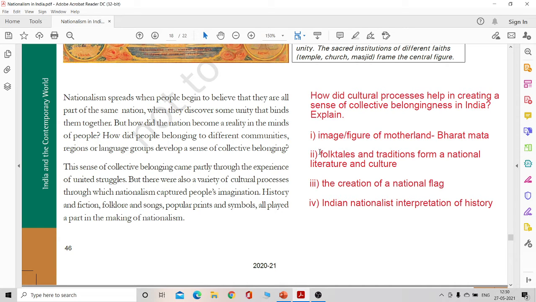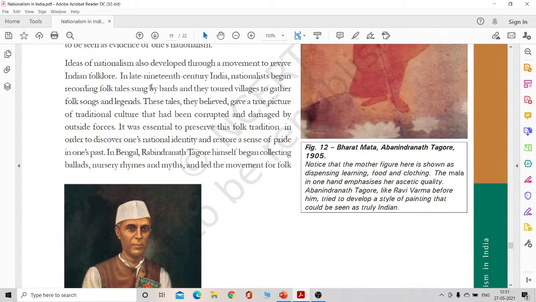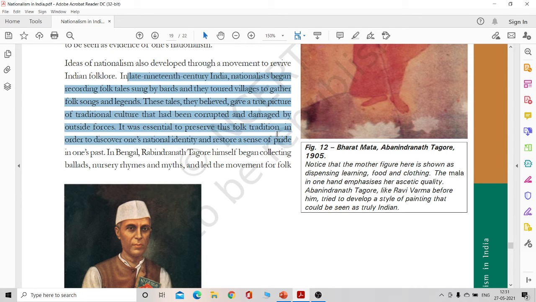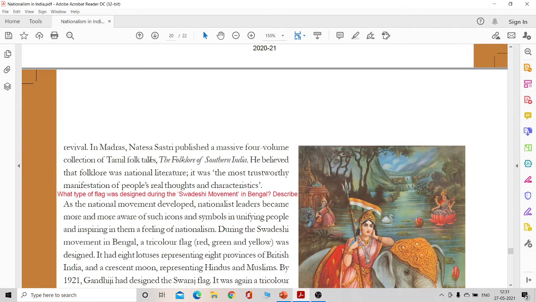Next is of course folk tales and traditions, right? Indian nationalists began to record and collect folk tales and bards, because the writers and the nationalists believed that the traditions, the culture, the indigenous literature actually belonged within the folk tales. Here you can give the example of Rabindranath Tagore, who collected rhymes, poems, books and stories, and Natesha Sastri in South Indian Madras. He made a collection of Tamil folk tales in the folklore of South India.